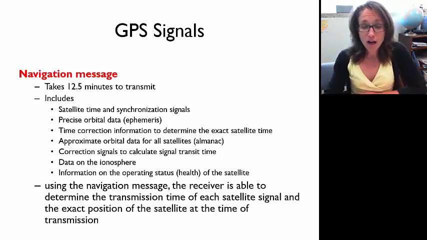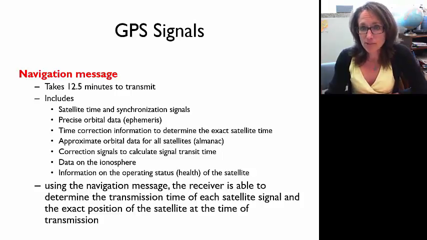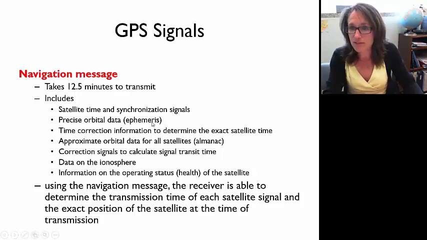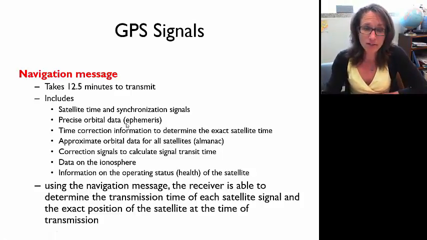All right. Also being carried on the carrier wave is another message which carries a lot of other data with it. And that is referred to as the navigation message. What it includes is information about the satellite timing and the synchronization of the signals. It includes very precise orbital data, which is referred to as ephemeris data. So this is another term you want to make sure you remember. Ephemeris is referring to the orbit of the satellite. So this navigation message is telling your GPS receiver where the satellite should be.